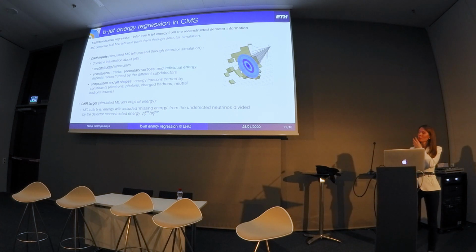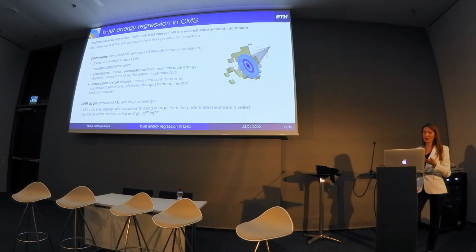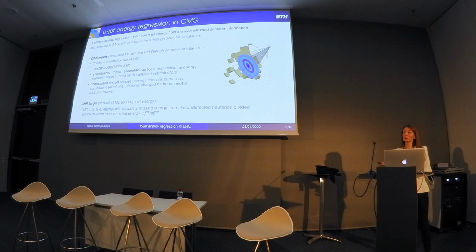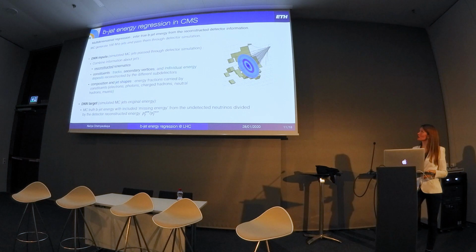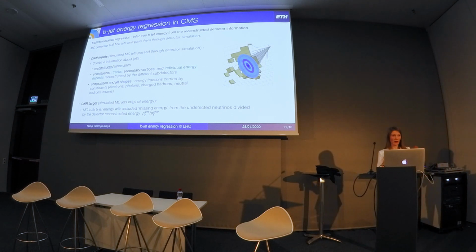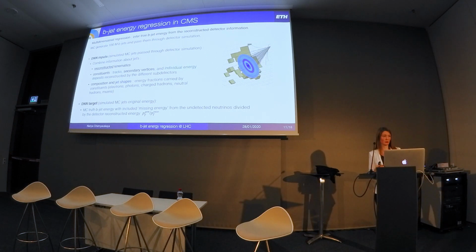For the inputs to our training, we use the reconstructed information, and we combine such information about jets as the kinematics and the different constituents. Here is the same picture of the jet that I showed before. We will use the information from the tracks, secondary vertices, and individual energy deposits reconstructed by different subdetectors. We will also look at the composition and the jet shape, so we will try to understand how wide the jet is, what kind of particles are carrying most of the energy, and basically everything that we can get from our detectors about these B-jets we will use.